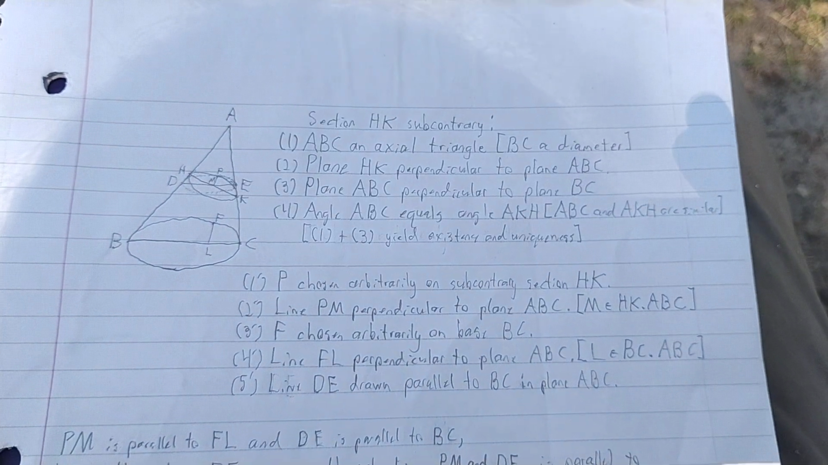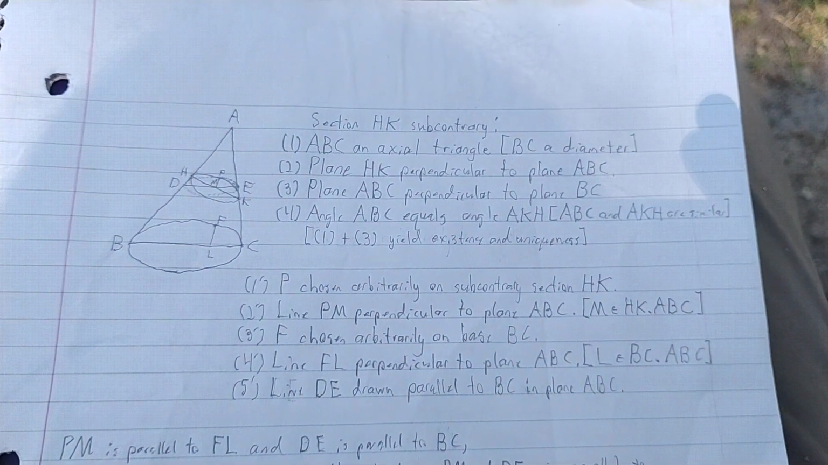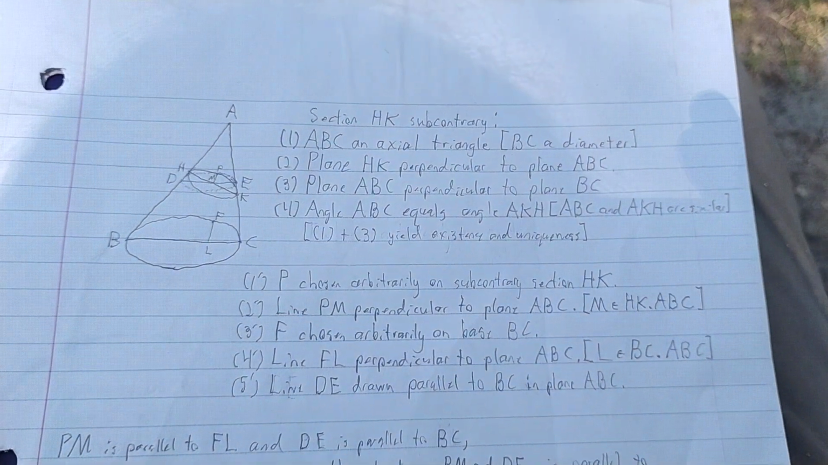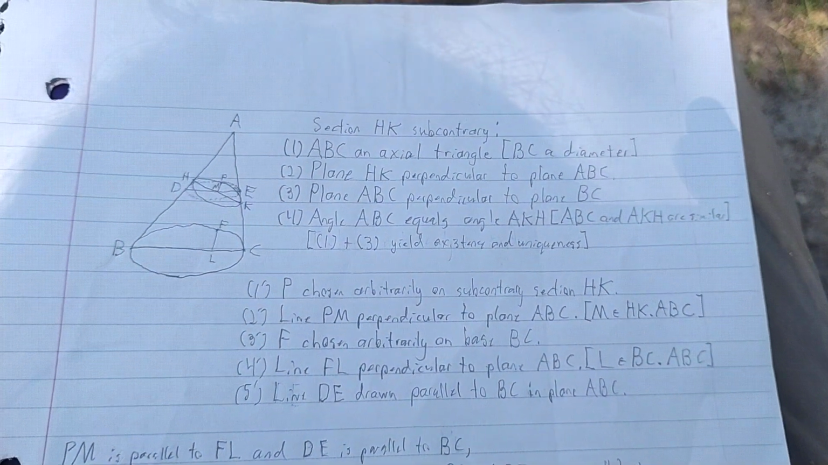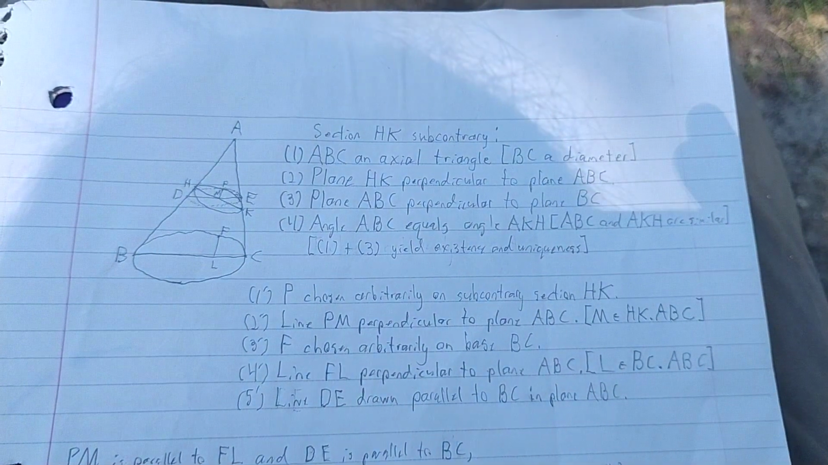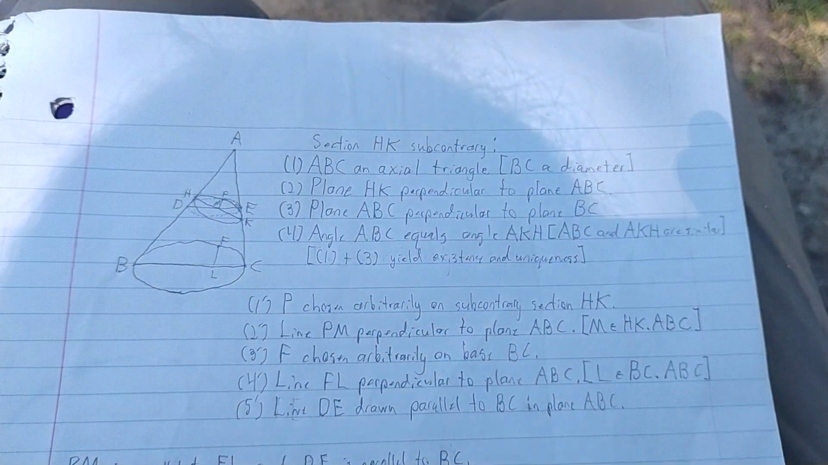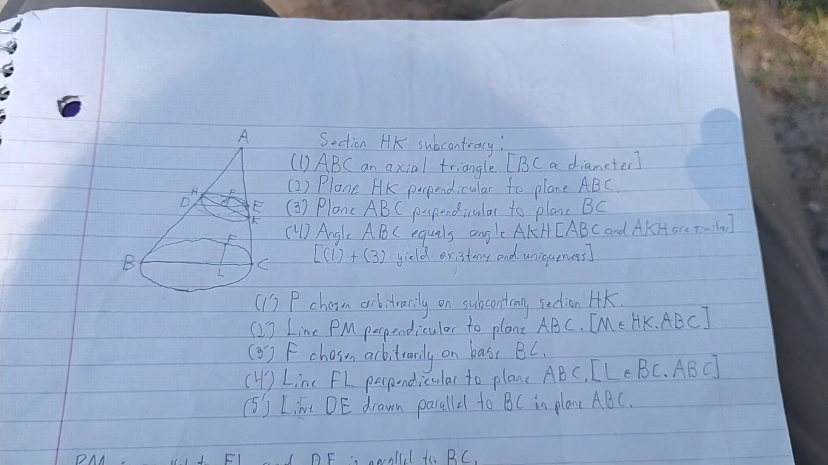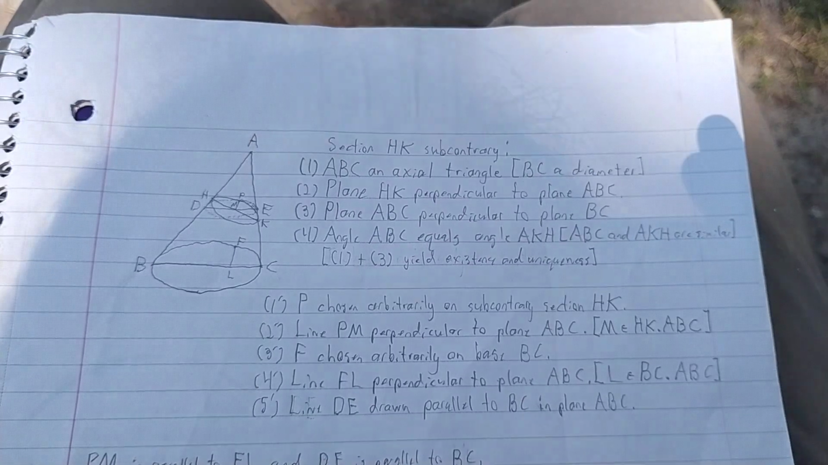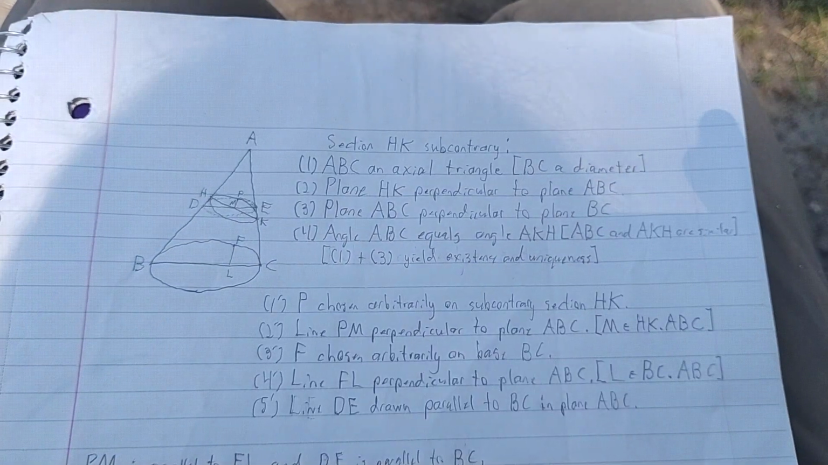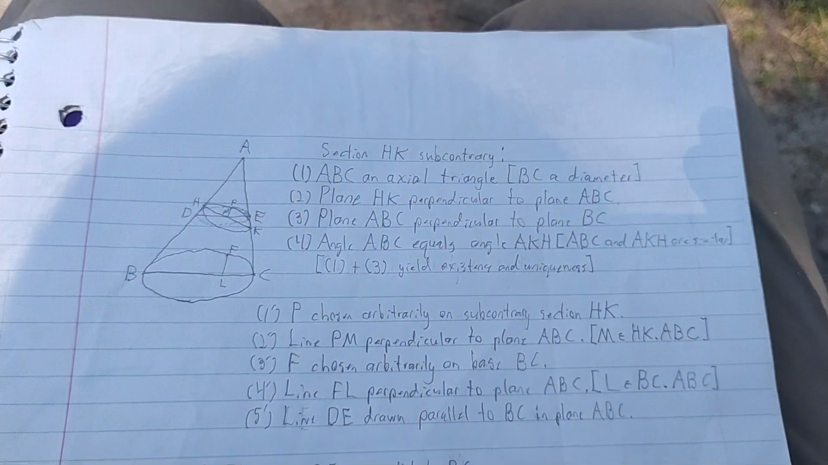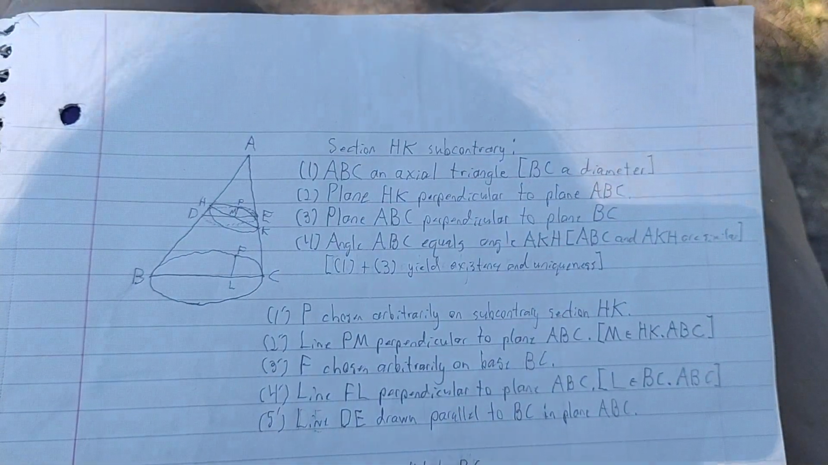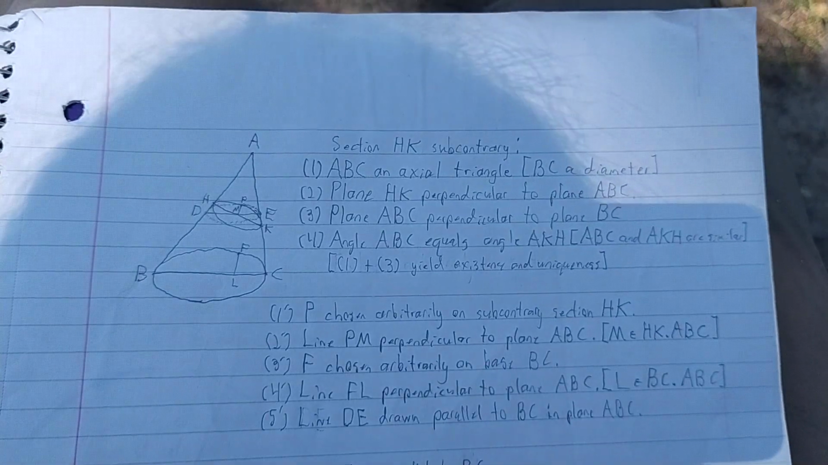So first we define what we mean by a subcontrary section HK. We suppose that ABC is an axial triangle, i.e. that BC is a diameter, and that the axial triangle, its plane, passes through the apex A and the diameter BC. We further suppose that the plane of ABC is perpendicular to the plane of the circle BC. Again, we suppose that the section HK is defined with respect to a plane HK, which is perpendicular to the plane of ABC.